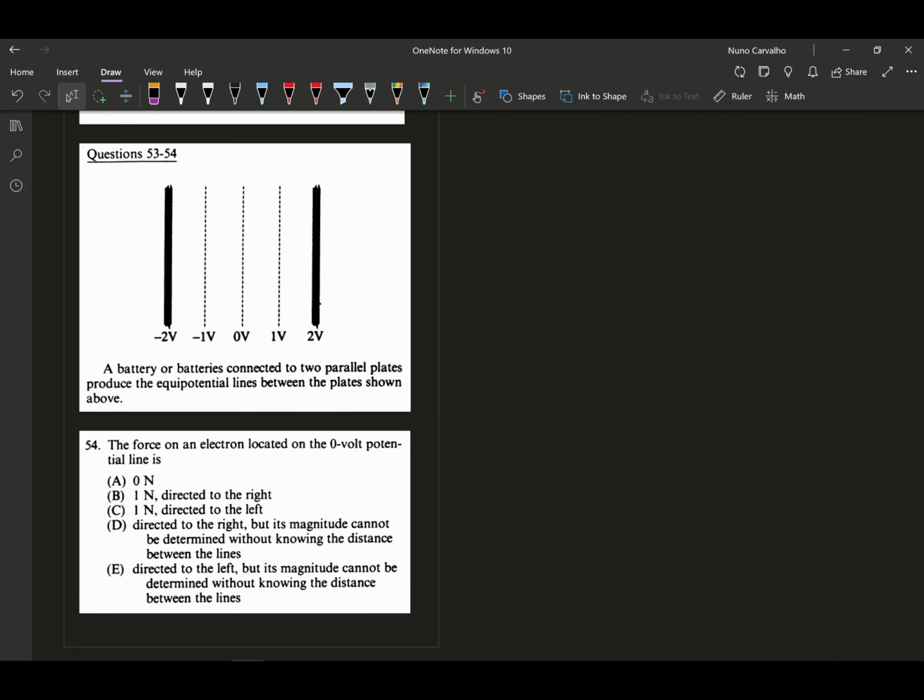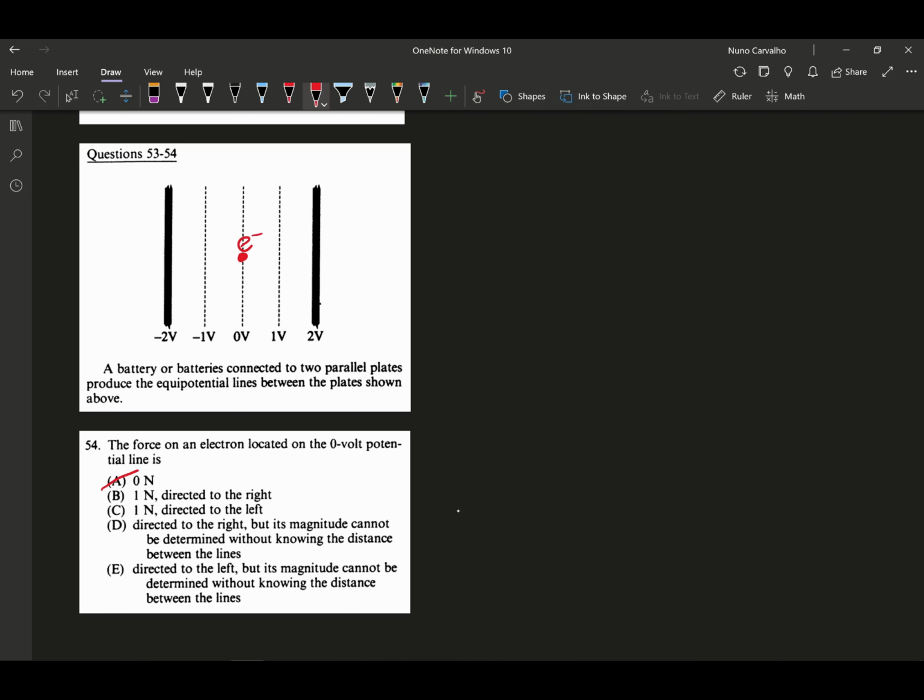For number 54, we're still working with the capacitor from the previous question, and we're asked about the force on an electron located on the 0 volt potential line. Imagine we have an electron of negative charge, keep that in mind. Where would it be attracted to? Don't be tricked by the 0 volt. It doesn't necessarily mean that the electric field is 0. So we can reasonably eliminate that, because we know that these capacitors will produce an electric field. And that's going to be in what direction?